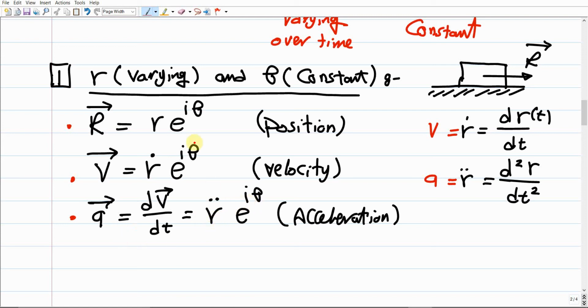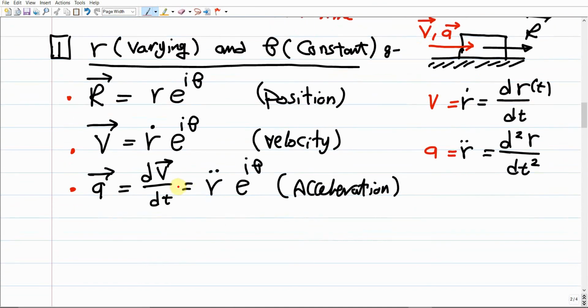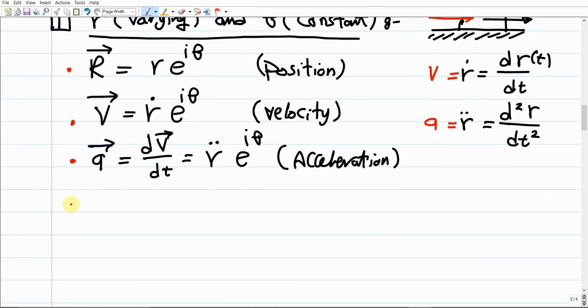As you can see, all these three vectors have the same direction. So what does it mean? It means that this slider slides with a velocity and acceleration in the same direction as the position vector. All three physical quantities, the position, velocity, and acceleration for a slider sliding over the surface, have the same direction. Make sense?